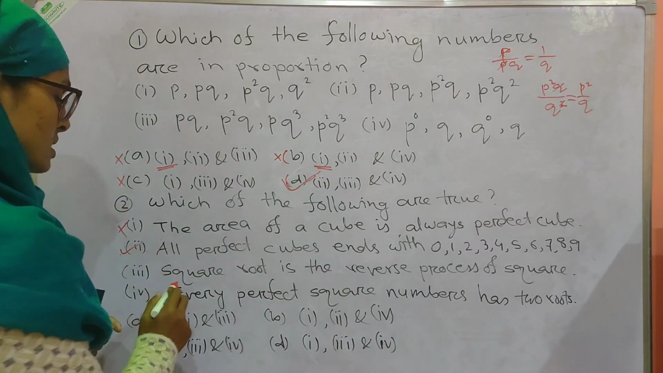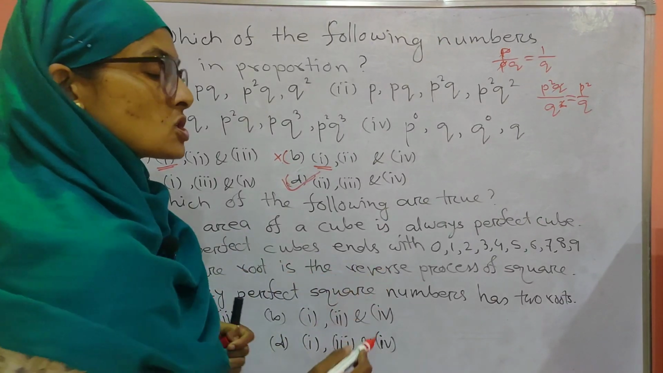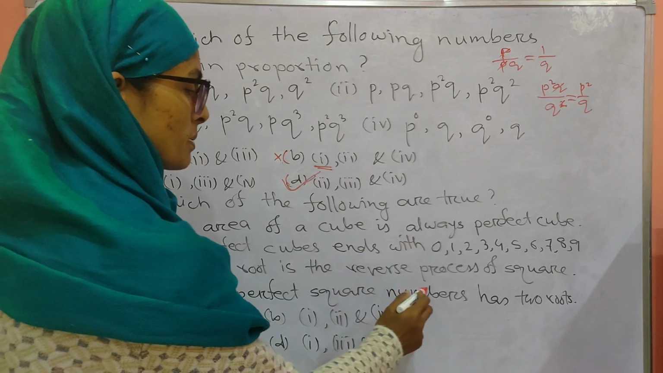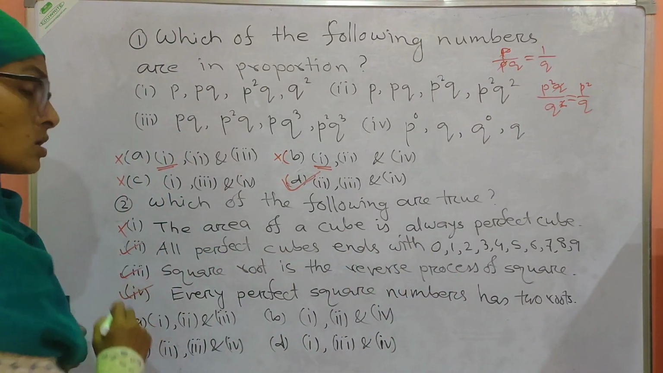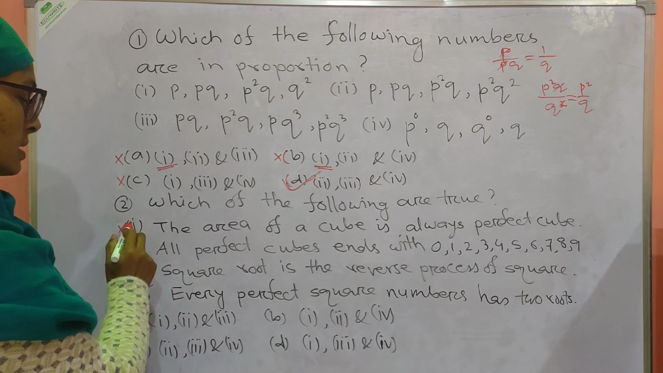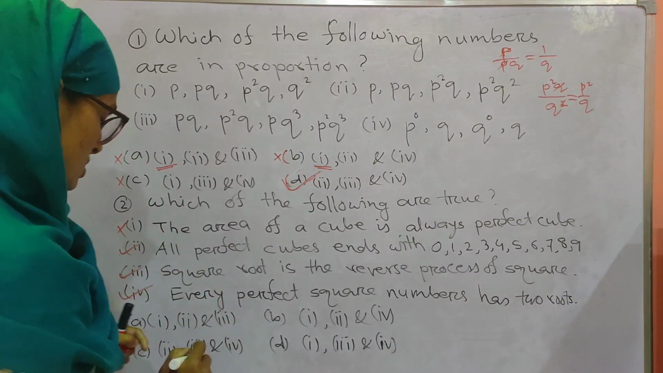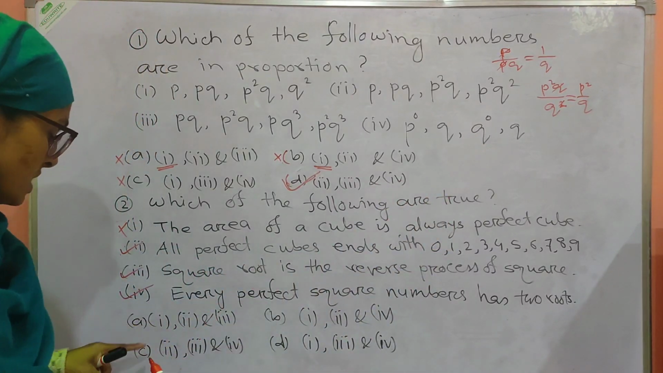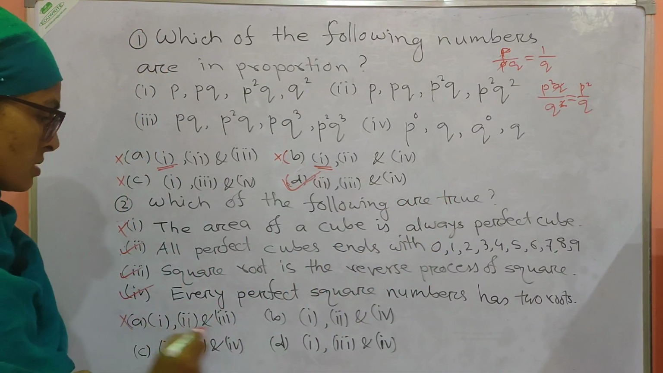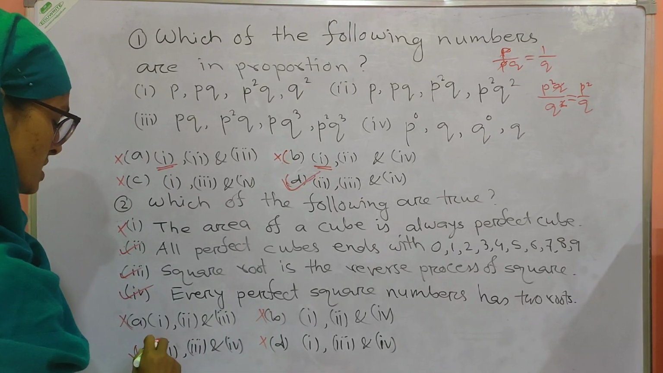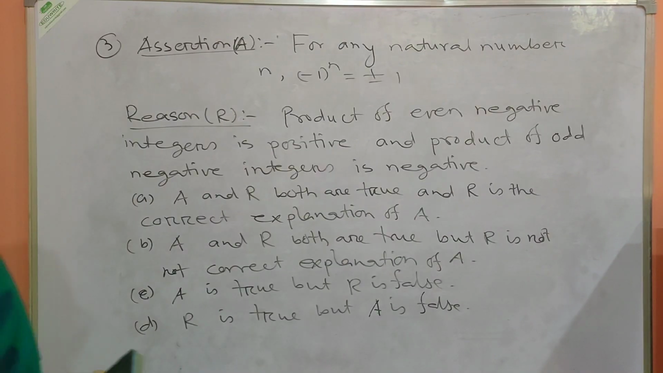This one is true. Square root is the reverse process of square. This one is true. Every perfect square number has 2 roots. This one is also true. So the first statement is false. So which of the following are true? Here 1 is given, this one is false. Here 1 is given, false. This one is false. Option C is the correct option. Next question.